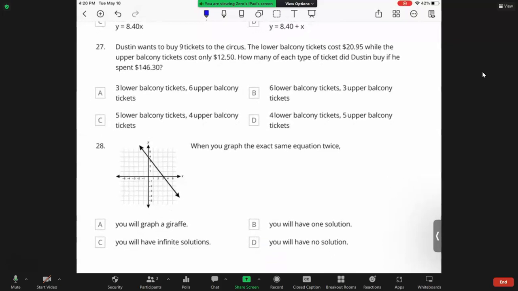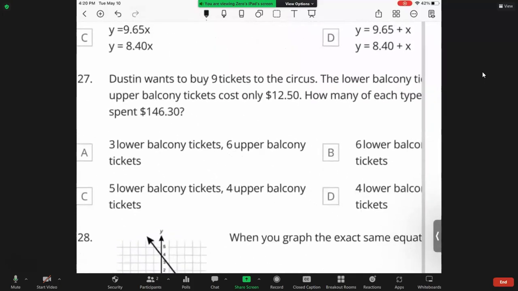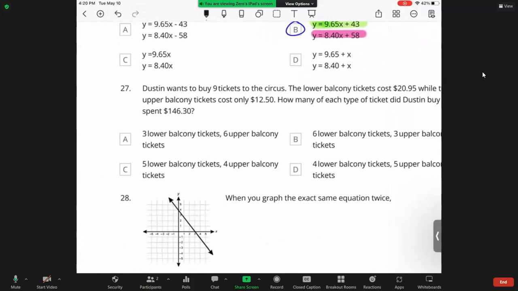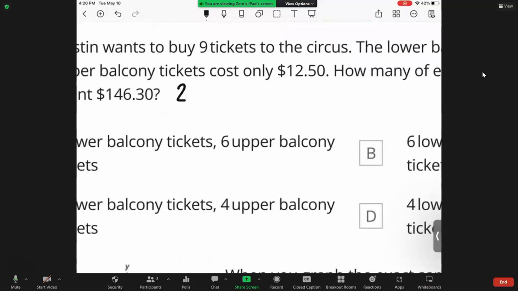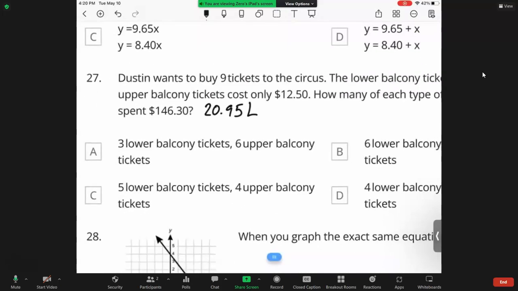Number 27. Dustin wants to buy 9 tickets to the circus. The lower balcony costs $20.95, while the upper balcony costs $12.50. How many of each type of ticket did he buy if he spent $146.30? So the lower balcony was $20.95 for the lower balcony, and then plus $12.50 for each one in the upper balcony. He spent $146.30.